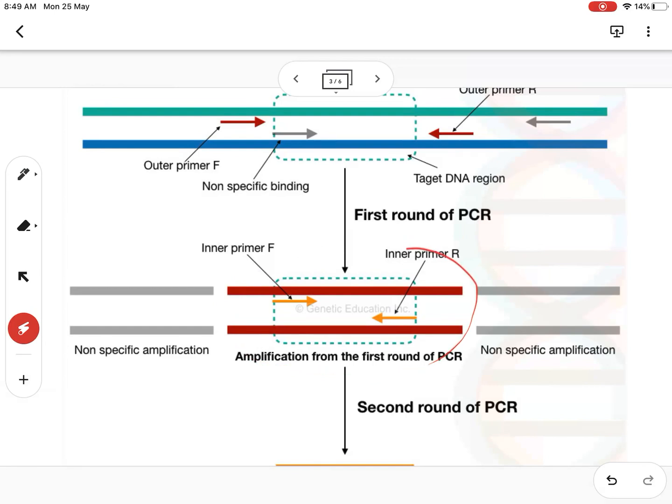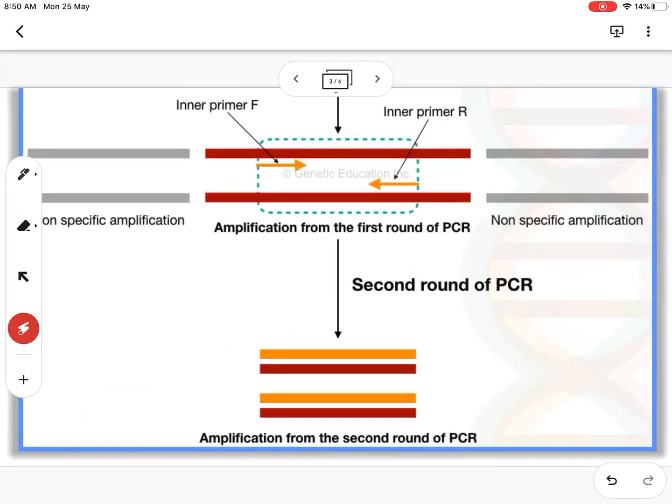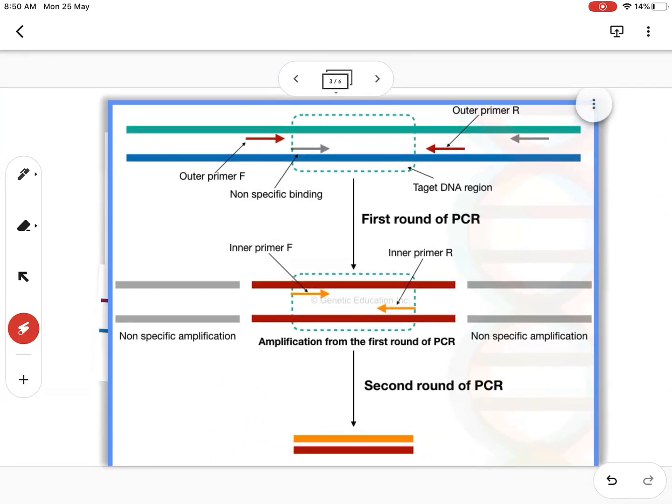Now this amplicon contains the target DNA, and this target DNA can be amplified by using these inner primers. So these orange color primers are the inner primers. They are very specific for the target DNA. So they bind specifically to the target DNA and then we get the amplified target DNA. So there are two rounds of polymerase chain reaction in nested PCR.